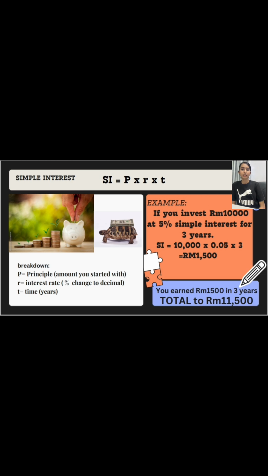Example. If you invest 1000 at 5% simple interest for the next 3 years, how would you calculate it? Simple interest equals 10,000 multiplied by 0.05 multiplied by 3 years equals 1,500. Not bad. You earn 1,500 in 3 years, bringing your total to 11,500. Here's the thing. It's kind of like a turtle. It moves slow but steady. But it doesn't pick up speed over time.